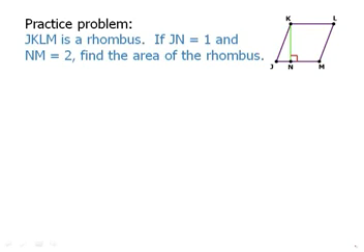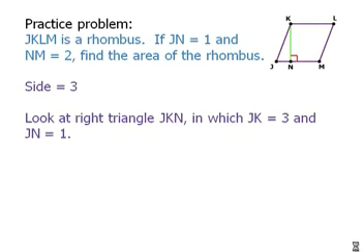Okay, so if JN equals 1 and NM equals 2, then all the way across from J to M has to be 3. And because it's a rhombus, every side has to have a length of 3. So now look at the right triangle JKN, in which JK, the side of the rhombus, is 3, and JN we're given as 1.